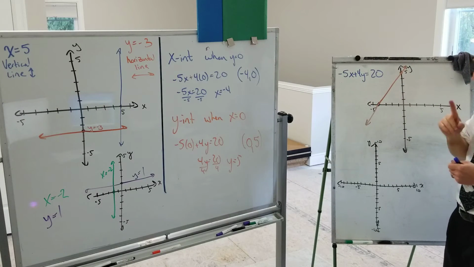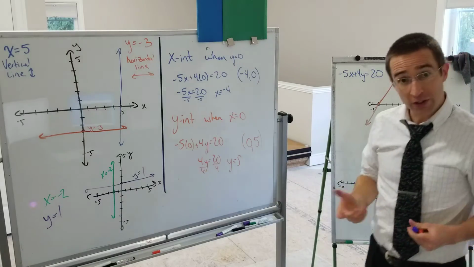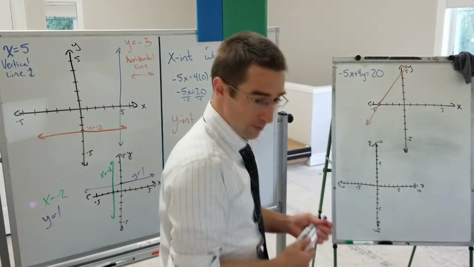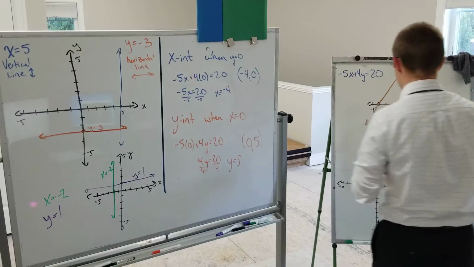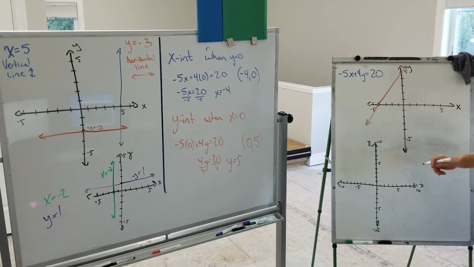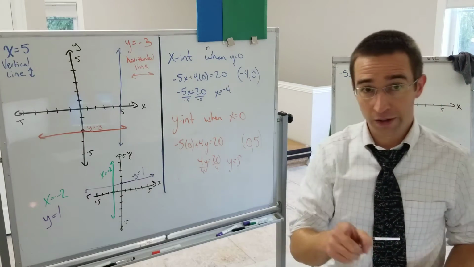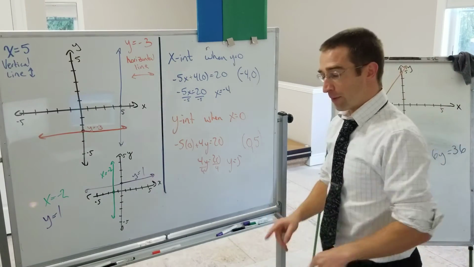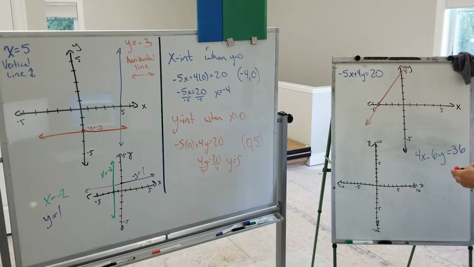All right. Let's do one more example, and we'll call it good. That'll be it for the video. So let's say we have here, for this one, 4x minus 6y equals 36. I'm going to do a shortcut here. So hang with me. I want to find my x-intercept.